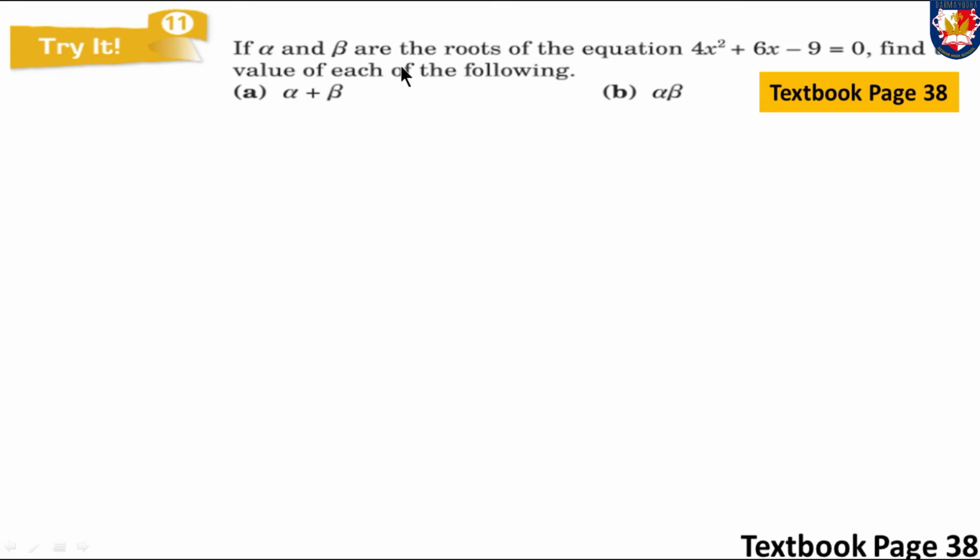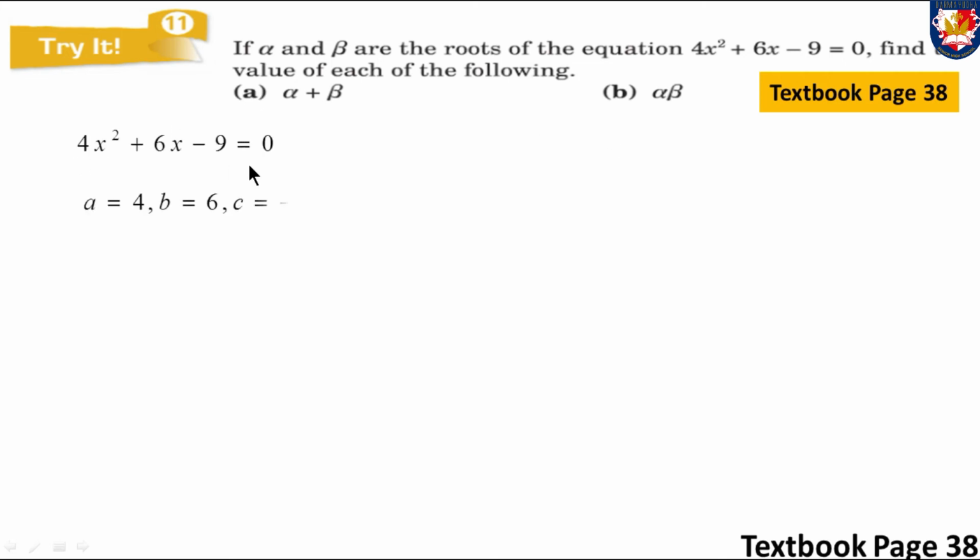If alpha and beta are the roots of the equation 4x squared plus 6x minus 9 equals 0, find the value of each of the following: a. alpha plus beta, and b. alpha beta, or alpha times beta. Remember, this is the quadratic equation.